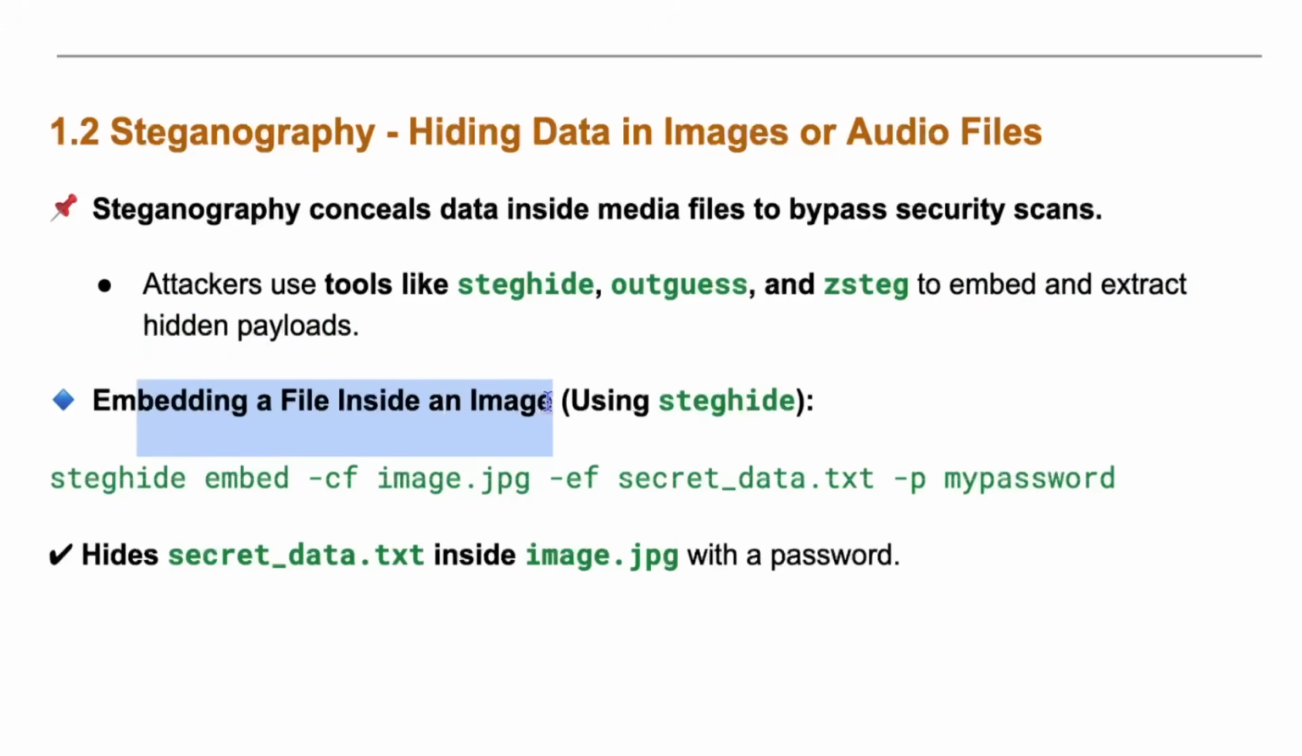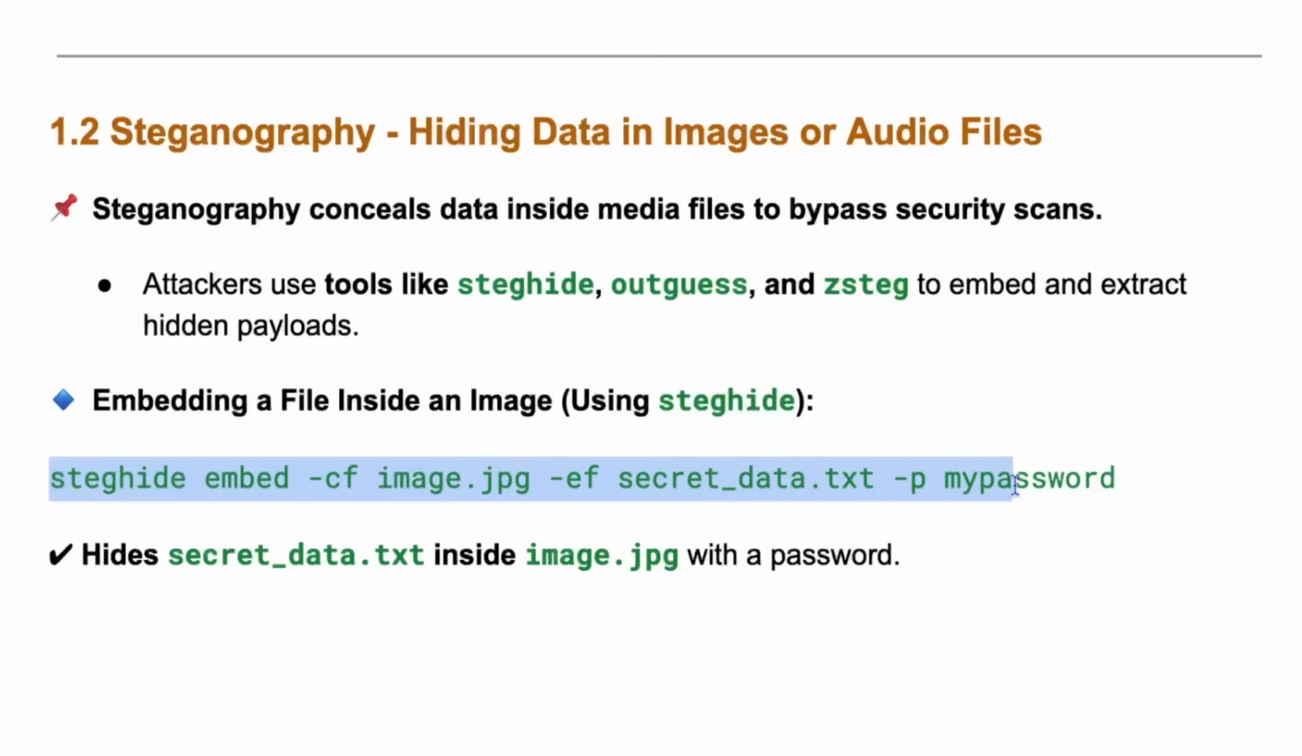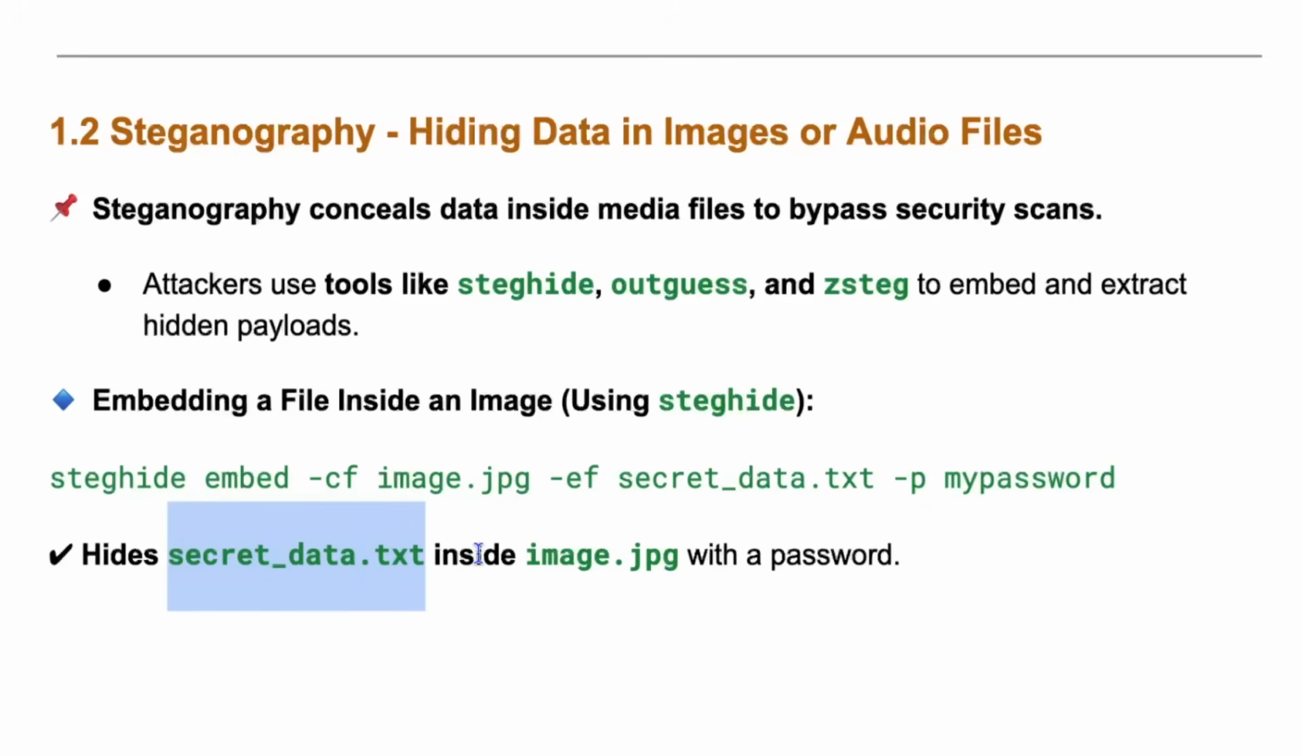Embedding a file inside of an image can be done using steghide, and it would be something like this. We would do steghide embed, and then the cover file is going to be the image. The data is going to be what's inside of this secret data text file, and then you just give it a password so that people can't view it without having access to that password. So it'll hide the secret data text file inside of the image with a password associated with it so that people cannot simply access it by just opening up the image.